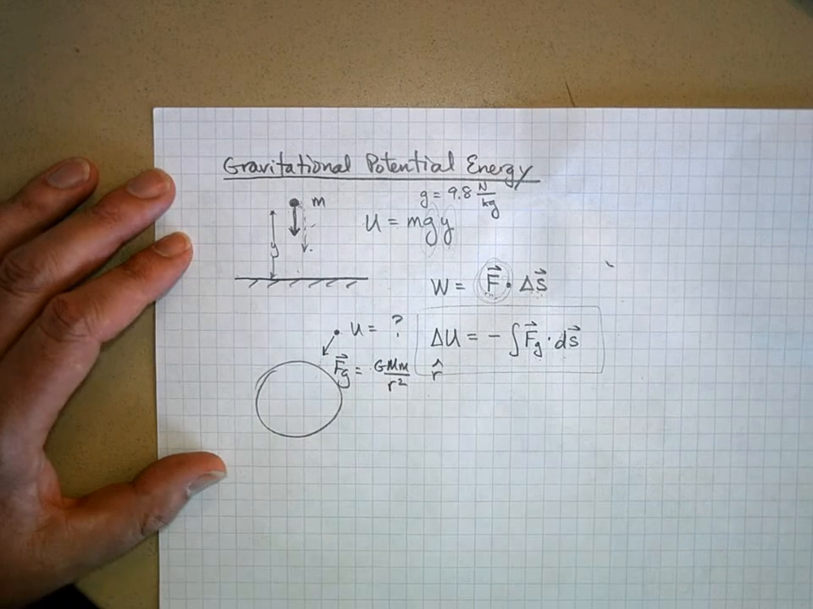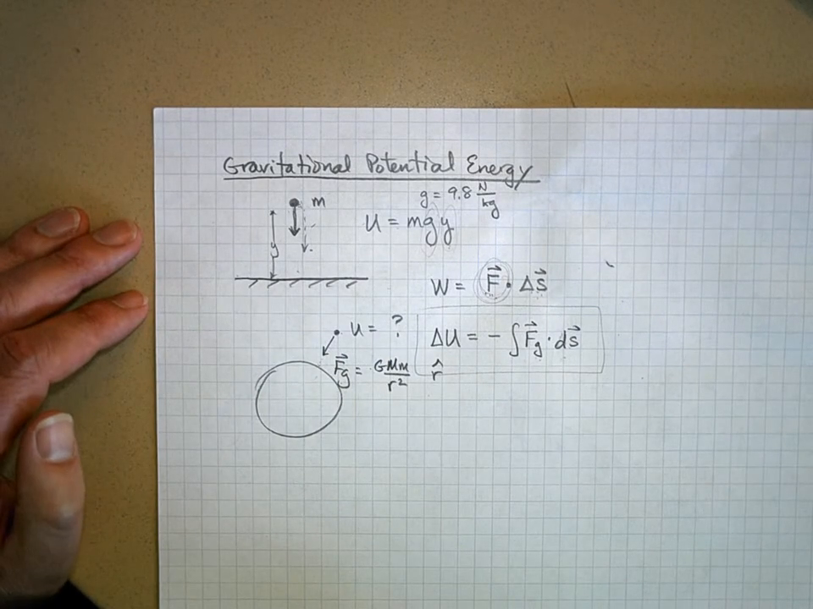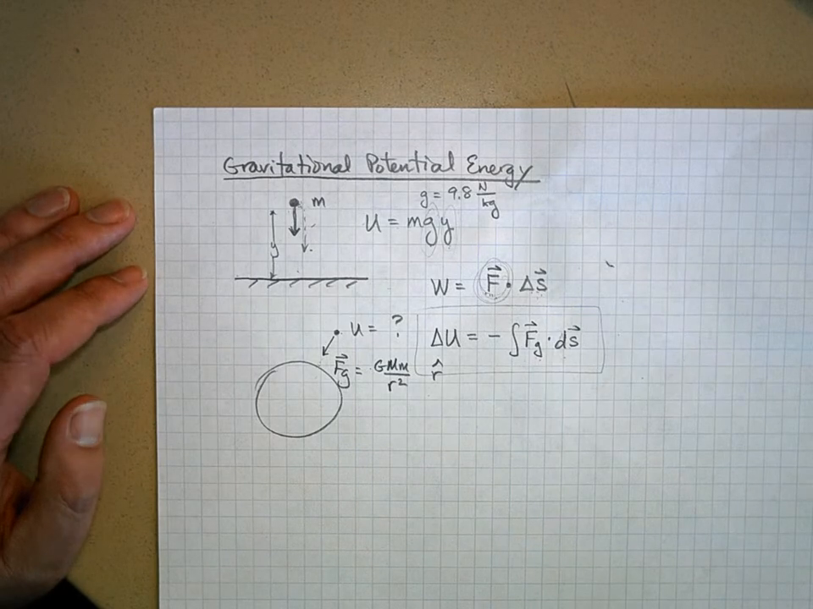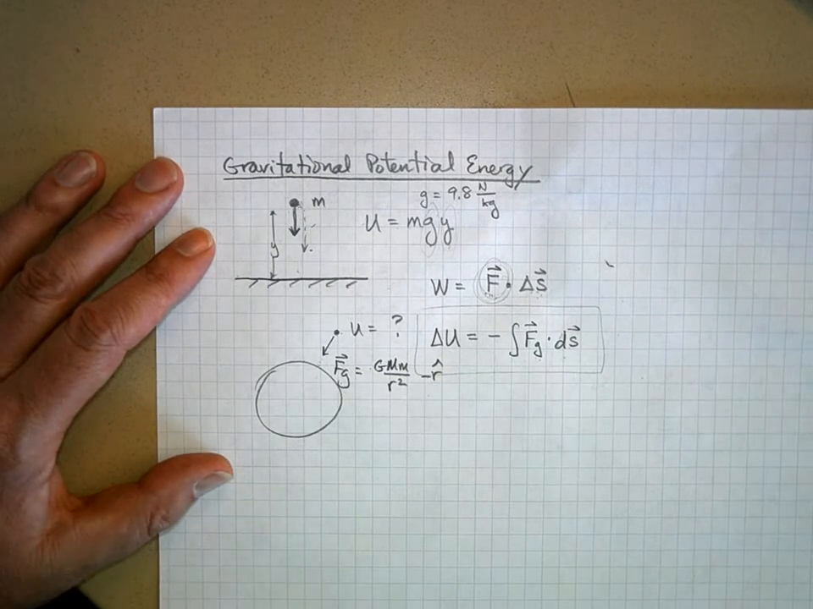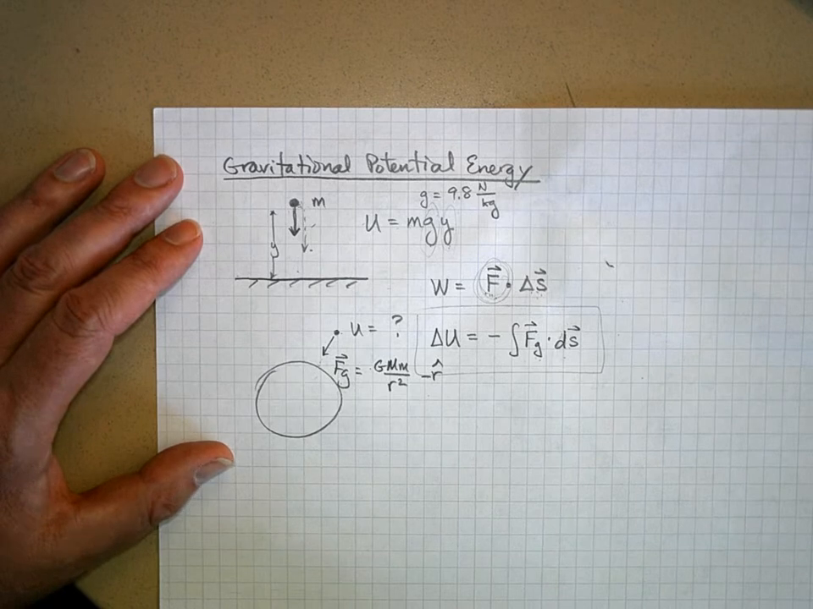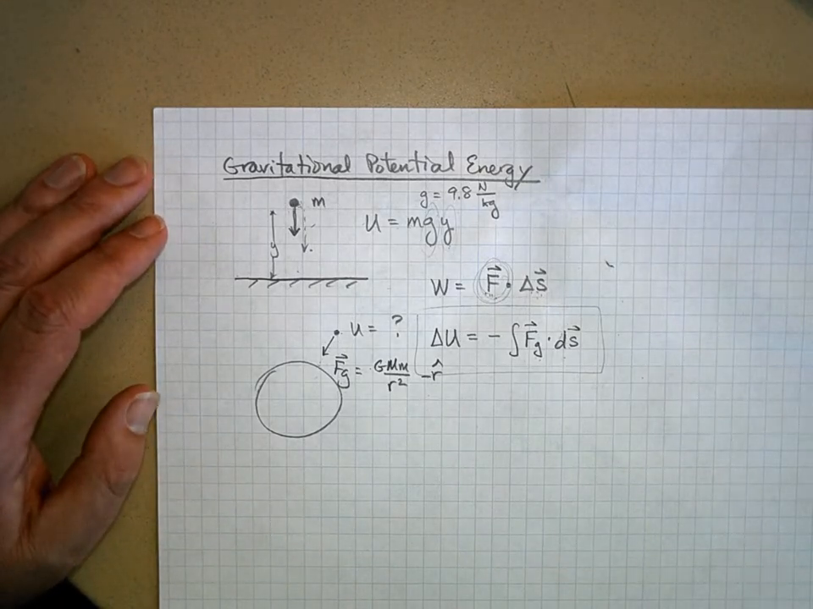But gravity is not away from the center of a circle. It's towards the center of a circle, isn't it? So what's the opposite of r hat? We call it negative r hat. It's in the opposite direction. Remember the vectors? You multiply them by -1 and you get the opposite direction.